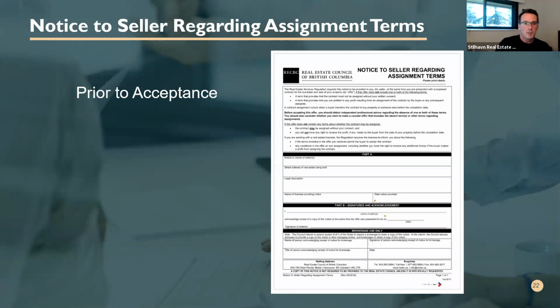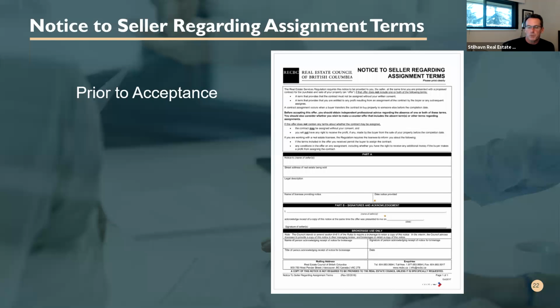Talking about this, prior to acceptance, because this is still getting done incorrectly fairly often: if you have a partial assignment, you wouldn't have a full assignment, where you're adding someone to the contract, removing someone from the contract, you want the option to close it in the name of a corporation, or the mortgage tells you to add a spouse to title on closing. Those are all partial assignments, and a partial assignment still needs the notice to seller regarding assignment terms. We've had some pushback from other brokerages saying that if it's your wife, you don't need it. That's not correct at all.